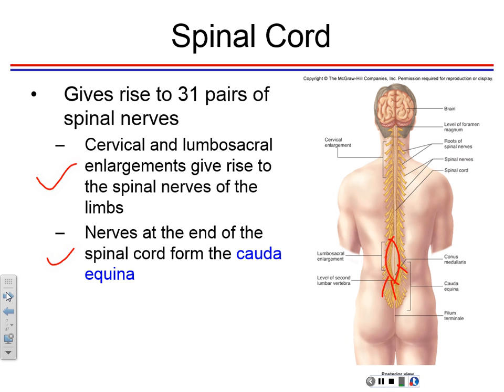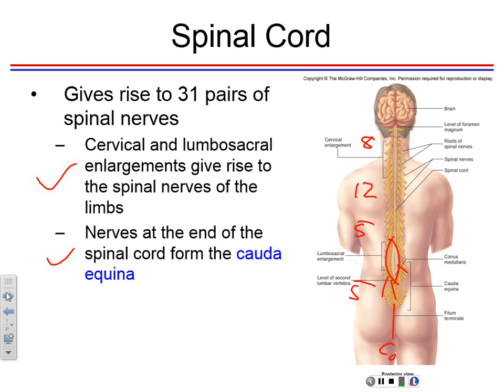So there's going to be 8 of them in the cervical region, spinal nerves. There's going to be about 12 in the thoracic region, all right, and 5 in the lumbar region, and then 5 in the sacral region. So that makes what? 30. So we need one more, and that's what's called the coccygeal one.